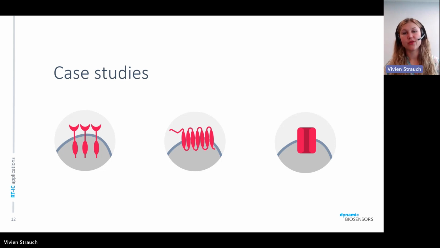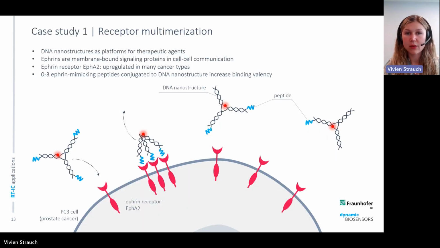So now I would like to show you some example data specifically for transmembrane targets. I have prepared 3 different case studies, which will all showcase a different transmembrane protein, but they will also demonstrate some useful features of this technology. The first example was a collaboration project with the Fraunhofer Institute for Cellular Therapies in Leipzig, and they are interested in DNA nanostructures, which could be used as platforms for therapeutic agents.